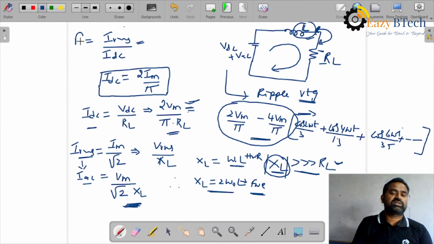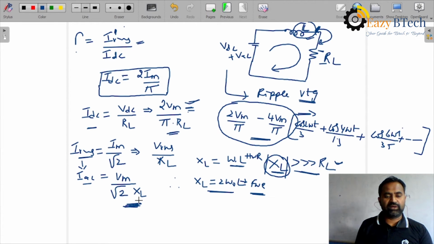Okay, simple students, to calculate the ripple factor for inductive filters, IRMS by IDC, that is the RMS value to the average value, is the ripple factor. Now we will calculate in this manner. Now from this we will write Vm by root 2 into XL.